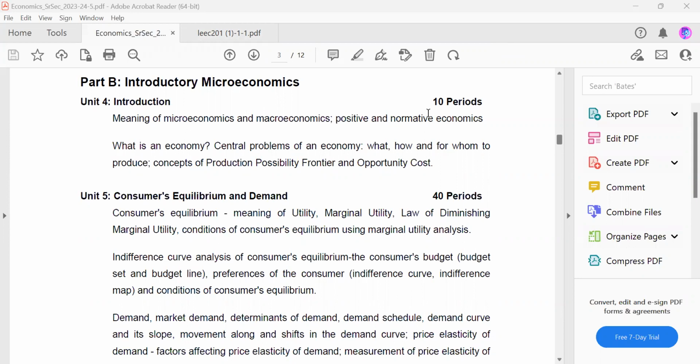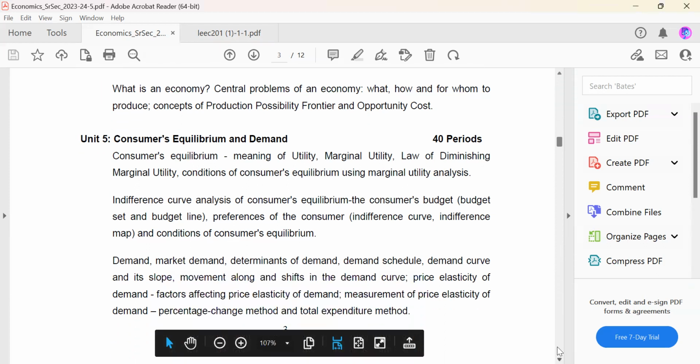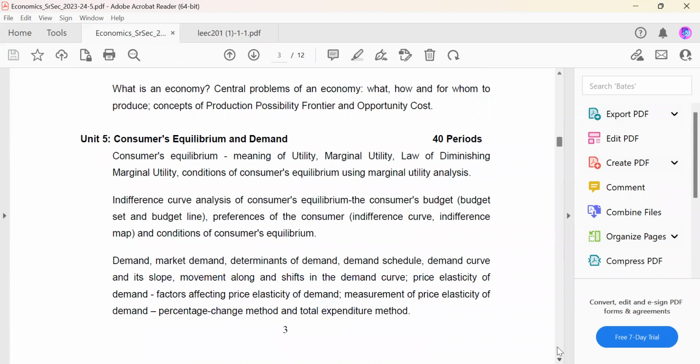We have to study the next concept of Unit 5, which is consumer's equilibrium and demand. So there are concepts of utility, marginal utility, and law of diminishing marginal utility, along with conditions of consumer's equilibrium using marginal utility analysis. There's also the study of indifference curve analysis of consumer's equilibrium, which shows the consumer's budget, which has budget set in the budget line. There's also the preferences of the consumer, which are plotted in indifference curves and in indifference maps. And there are conditions of the consumer's equilibrium as well.